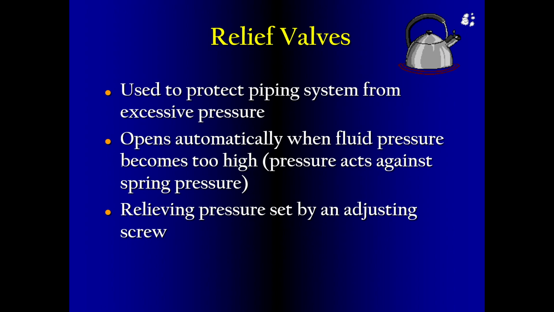The relief valve is used to protect the piping system from excessive pressure. In piping where excessive pressure is happening, the piping system may blast, so we have to protect it, and for that we use valves. Here the relief valve is used. It opens automatically when the fluid pressure becomes too high. The pressure acts against the spring pressure, and the relieving pressure is set by an adjusting screw.